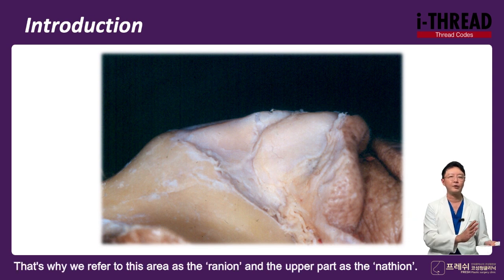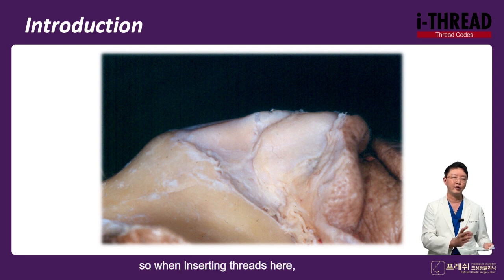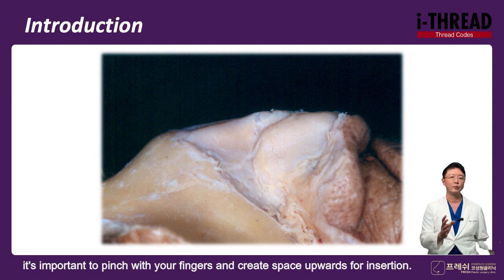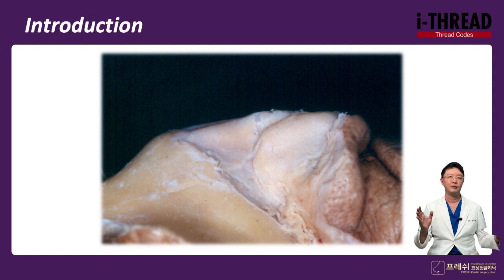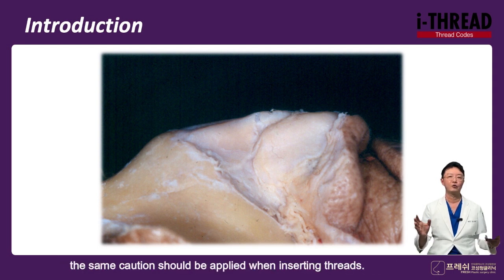That's why we refer to this area as the rhinion and the upper part as the nasion. The rhinion area is the keystone area, slightly convex, so when inserting threads here, it's important to pinch with your fingers and create space upwards for insertion. Especially when dealing with patients who have a prominent hump, the same caution should be applied when inserting threads.